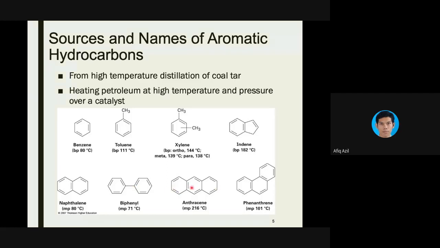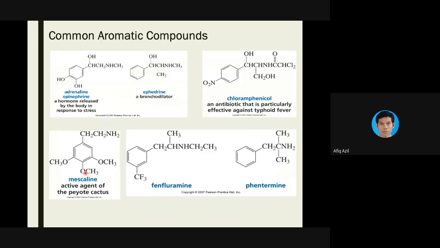This is when you have three benzene rings attached together. We have anthracene and also phenanthrene. These three will be in a different unit, known as polynuclear aromatic compounds.